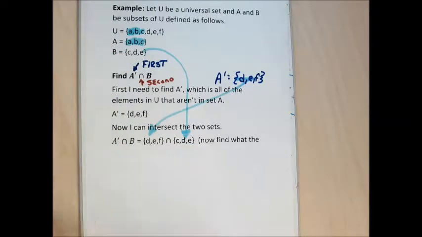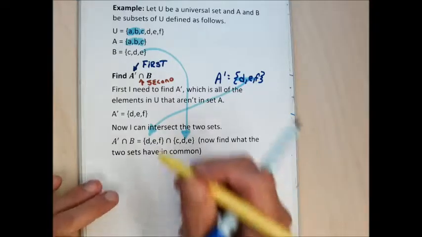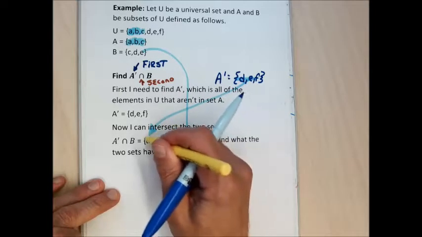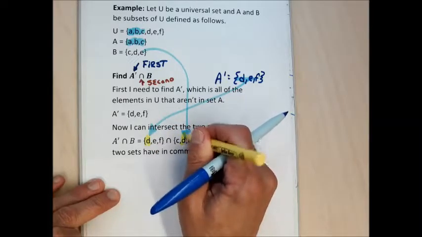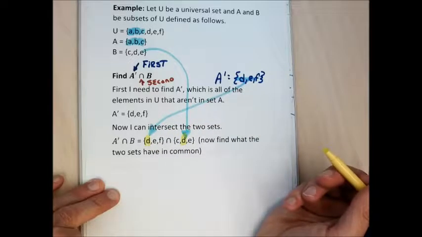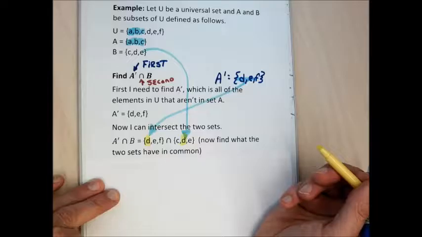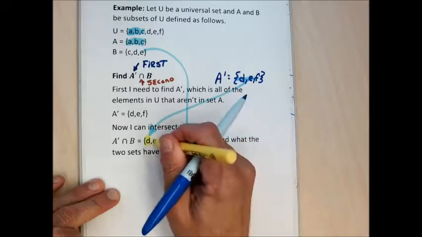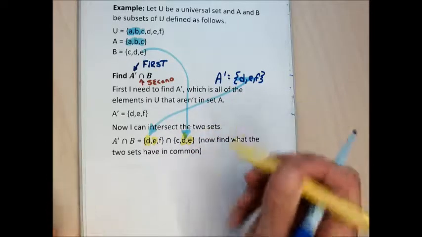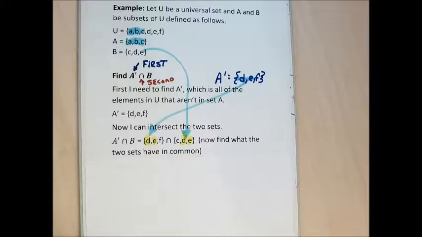And now to find the intersection, that's super easy, because the intersection of two sets is what the sets have in common. So I look at the two sets that I've created, and I look at what they have in common. Left set has a D, right set has a D. That has to be part of the set that I'm creating for the answer. Left set has an E, right set has an E. That has to be part of my answer. Those are the only two letters that they have in common. That's going to be my answer.